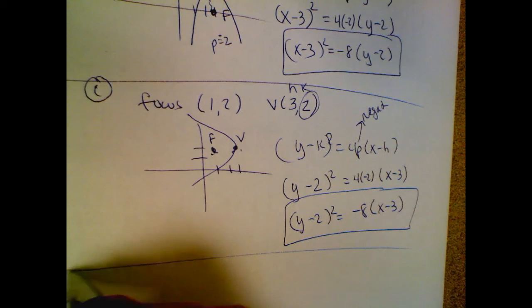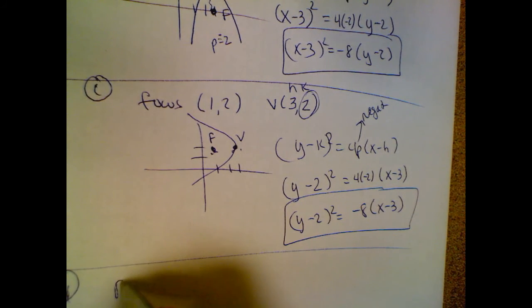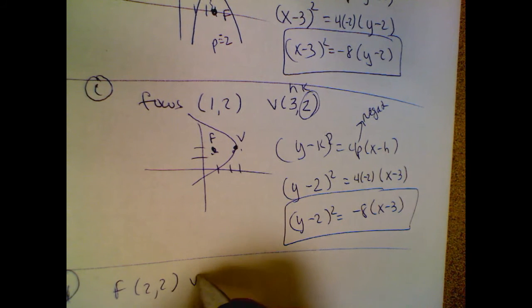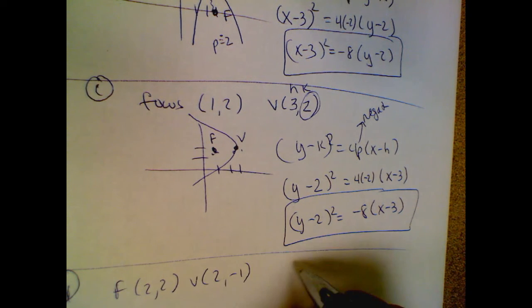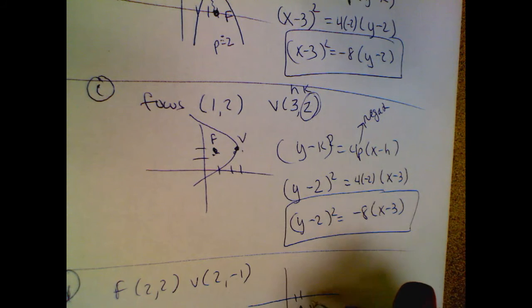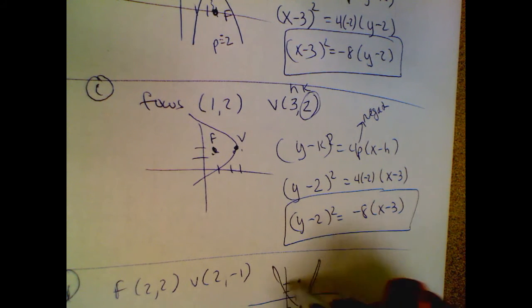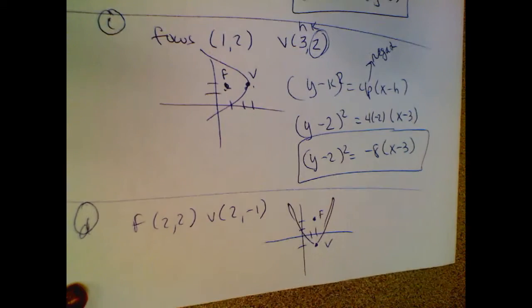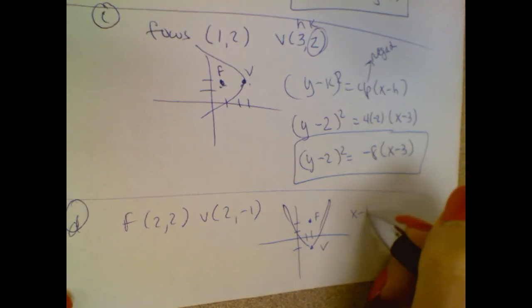And the last one. Focus is (2, 2). Vertex is (2, -1). So your vertex is (2, -1), and your focus is (2, 2). Which way does this have to open? Up. So up is this.